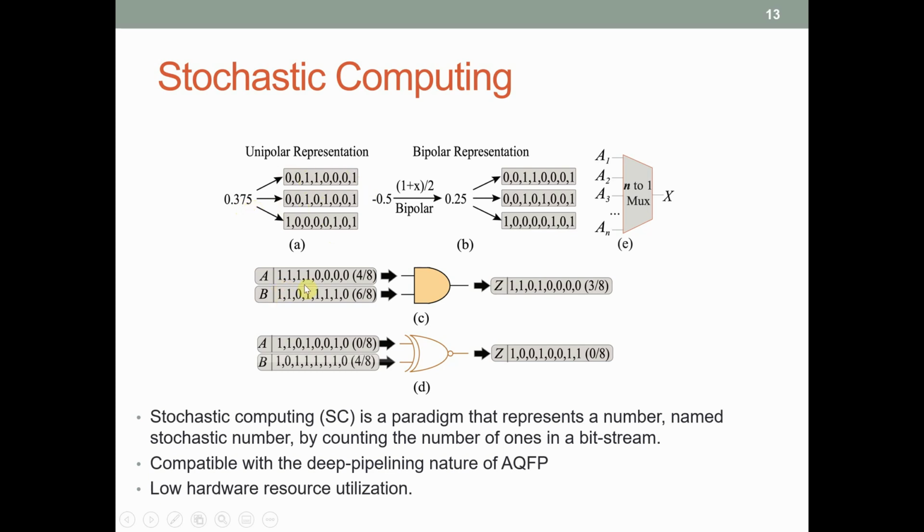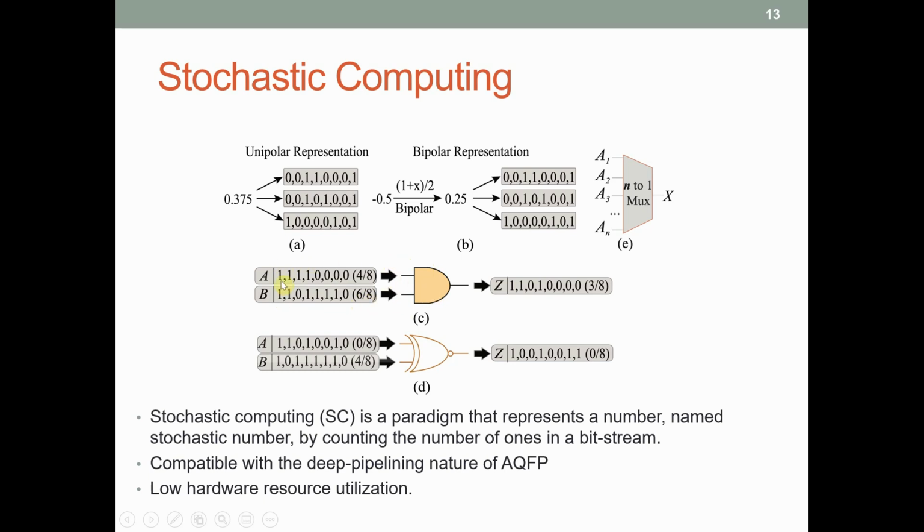If we want to multiply 2 stochastic numbers, there is a stochastic number on top and a stochastic number at the bottom, and these two only need to go through an AND gate. Because for each of the 1s on top, it will encounter a value 1 in the bottom stochastic number with a probability of 6 by 8, which is 75%.